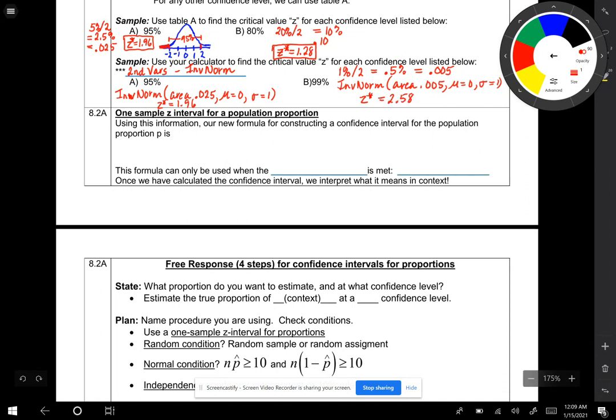Now, I gave you the common ones. You can also memorize these. Like for 95%, it's 1.96. For 99%, it's 2.58. Of course, you might have to do one for 90%. And if you just memorize it, that's easy enough as well. All right.